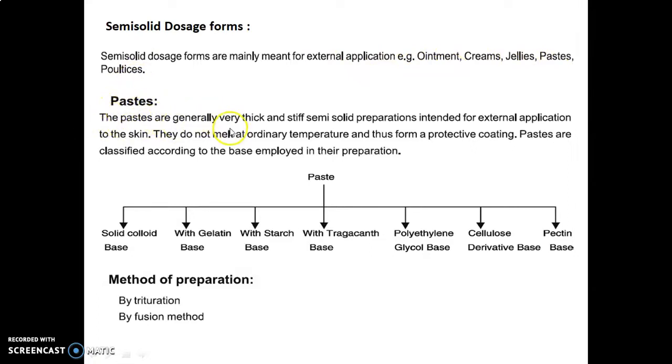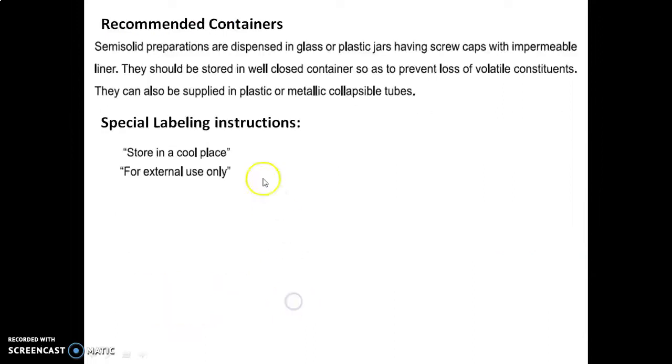Pastes are generally very thick and stiff semi-solid preparations intended for external application to the skin. They do not melt at ordinary temperature and thus form a protective coating. Pastes are classified according to the base employed in their preparation: solid colloid base, gelatin base, starch base, tragacanth base, polyethylene glycol base, cellulose derivative base and pectin base. Methods of preparation of paste are the trituration method and the fusion method.